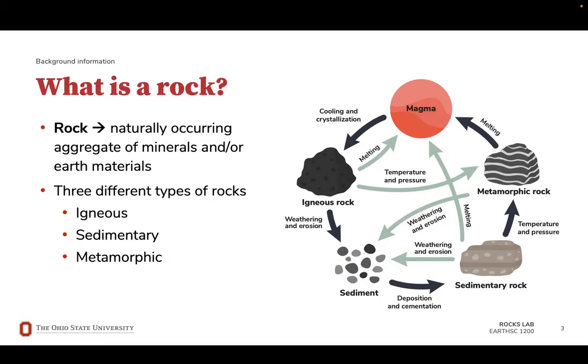Rocks are generally grouped into three major categories: igneous, sedimentary, and metamorphic. These three rock types are organized largely by characteristics that help scientists infer the processes that created each type.